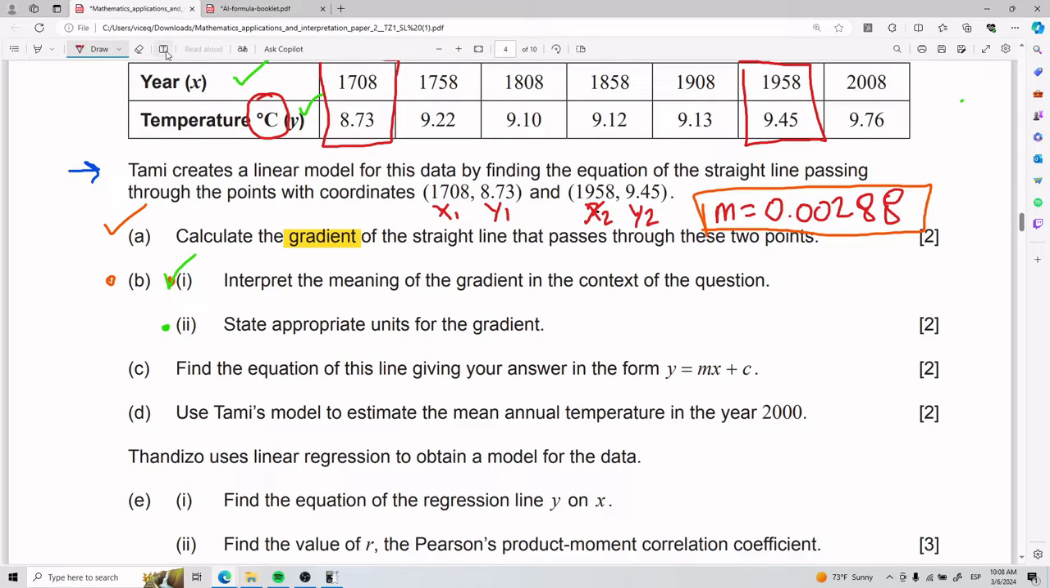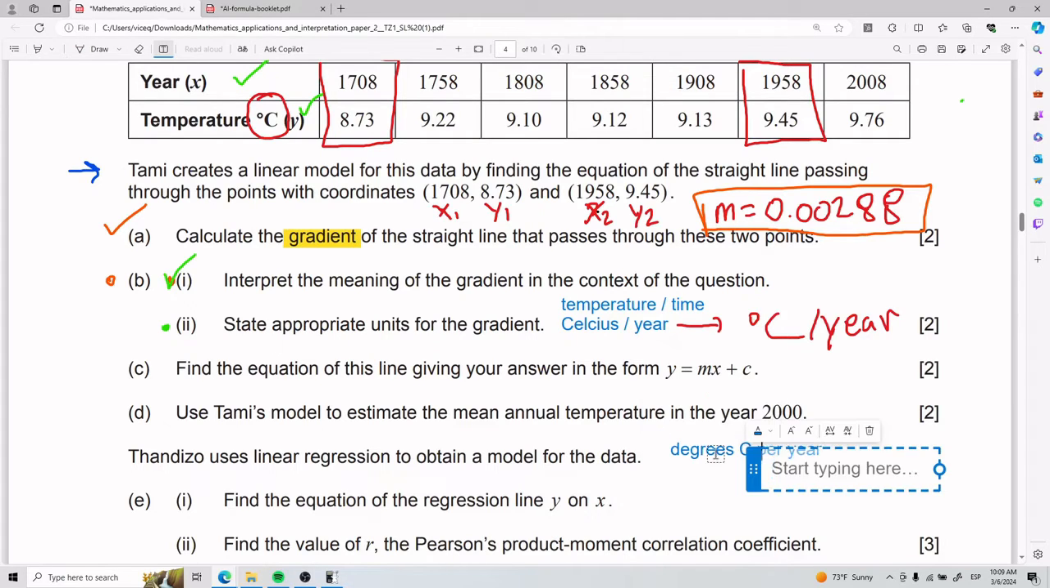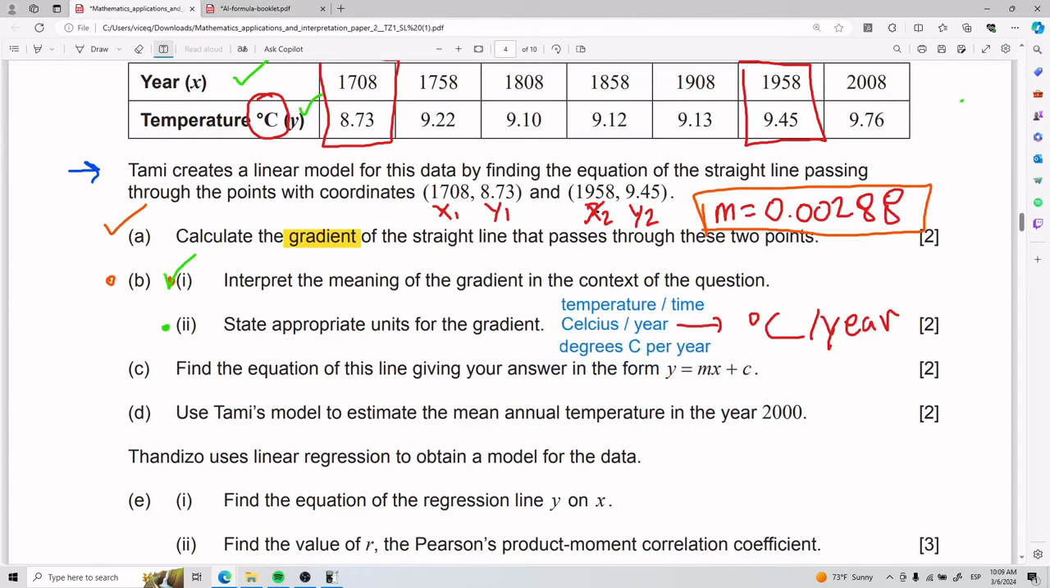From top to bottom, what do we start off with? We are talking about temperature per time. Which temperature are we talking about? Celsius. And how much time? Year. And so this allows you, and this is the answer key actually, to talk about Celsius per year. Another way you can express it, in case it makes you more comfortable, is degrees Celsius per year. Both of these are in the answer key, trust me.